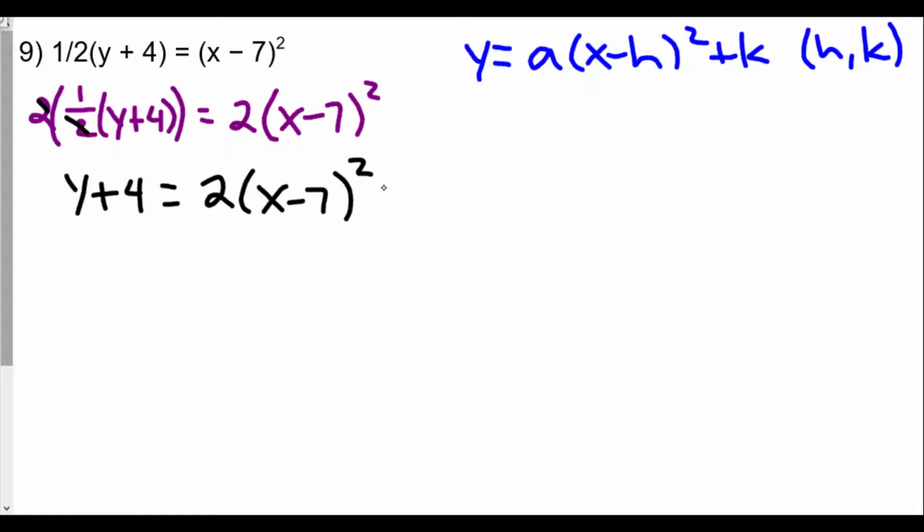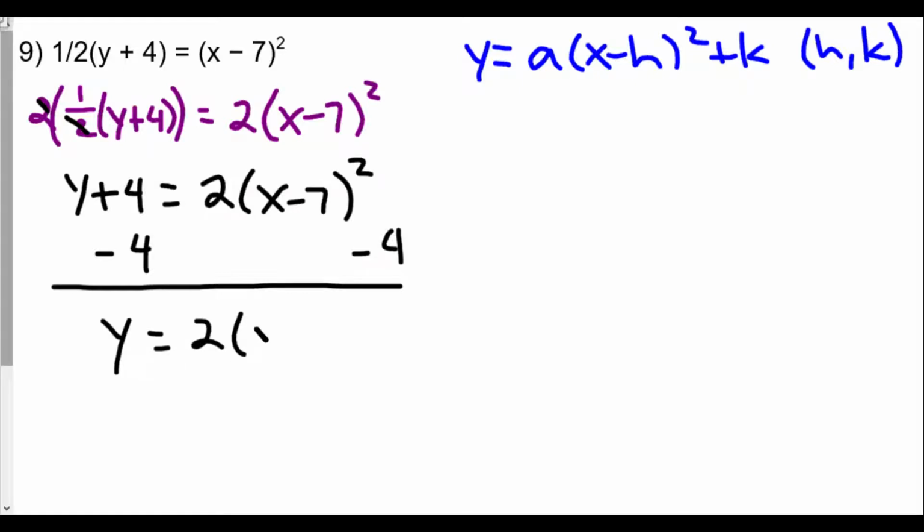And so now we're just going to solve for y, subtract both sides by 4, and we get y is equal to 2 times (x minus 7) squared minus 4. And that is your vertex form. This is it. We didn't have to find the axis of symmetry. We didn't have to find the vertex. This is the vertex form.